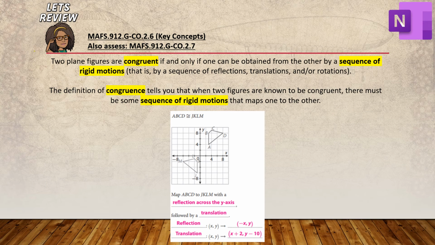All right, so the last standard that we're looking at is GCO26, and this is also assessed with standard GCO27. These 2 standards primarily deal with the sequences, again, of transformations, but looking at those sequences in regards to congruence. So making sure that after the sequence of transformations have been applied, we can for sure say that these 2 figures are in fact congruent to each other.